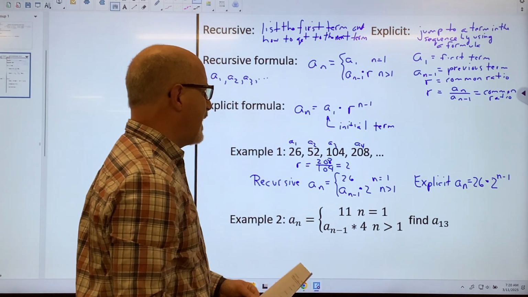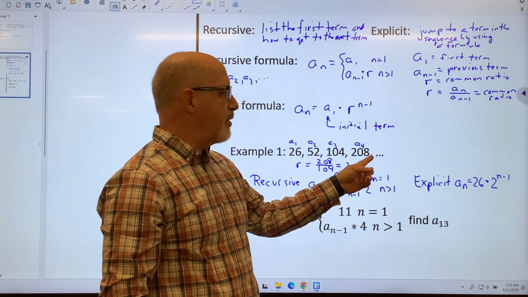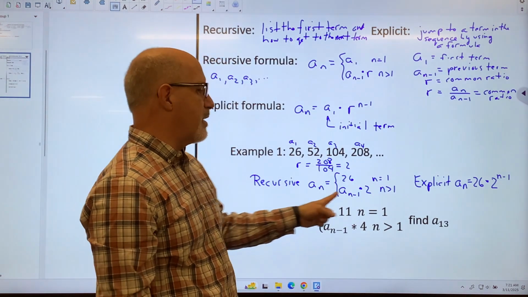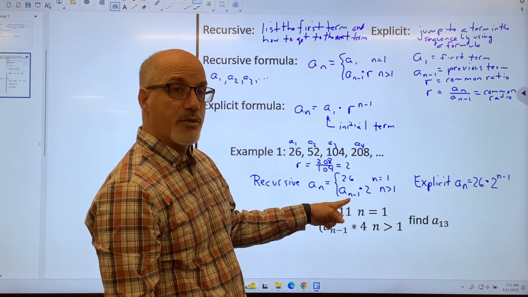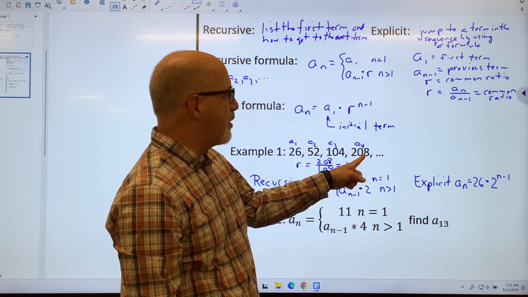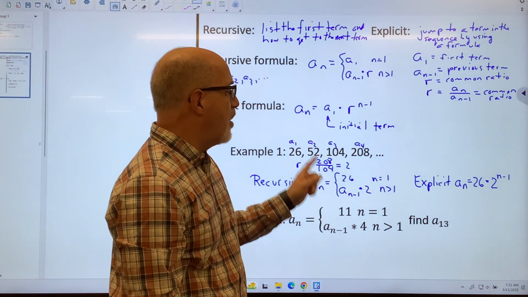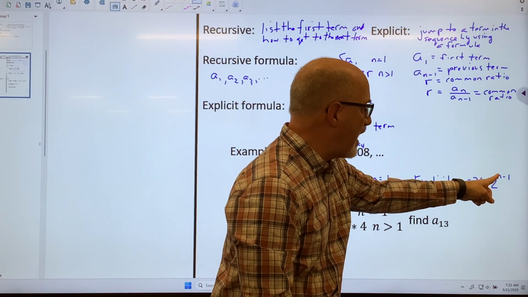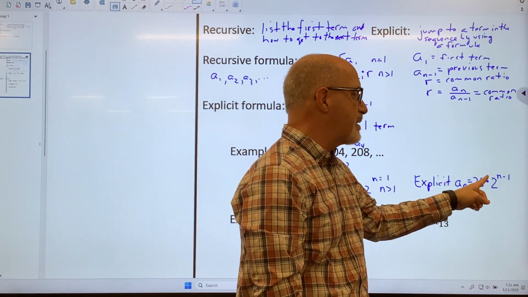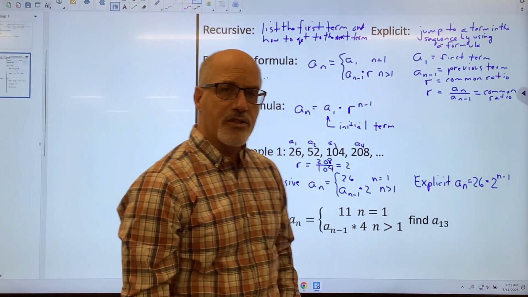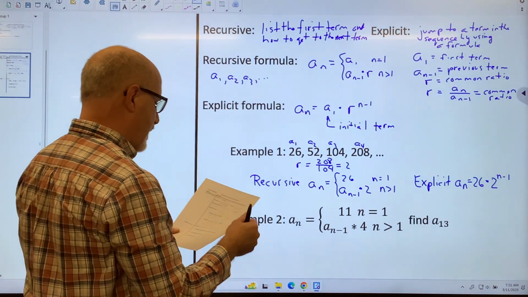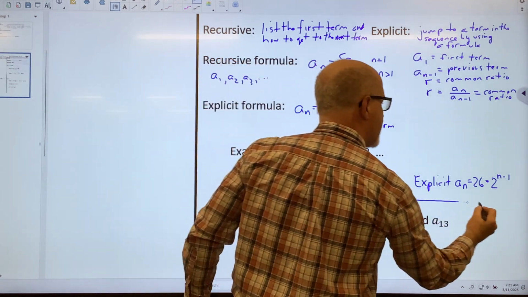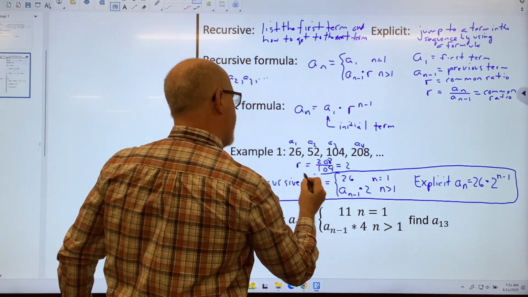So let's say I wanted to find the next term in this sequence. If I wanted to find a sub 5 from this formula, I'd just take a sub 4, the term previous to it, multiply it by 2, so that would give me 416. Or I could take this formula and put in 5 minus 1 is 4, 26 times 2 to the 4th would give me my next term as well. So using either will get me the final answer. So these are my two formulas for this example.